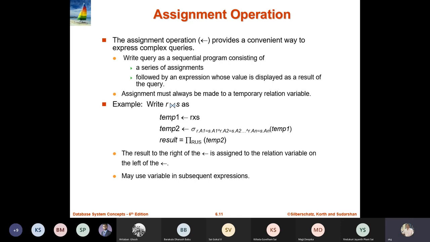In case of your Cartesian product, the number of tuples will be pretty large. If there are m and n, then m cross n, right? Whereas what we require is that wherever the columns match, they need to be equated, like what we did here: R.A1 equal to S.A1 and R.A2 equal to S.A2 and so on and so forth.